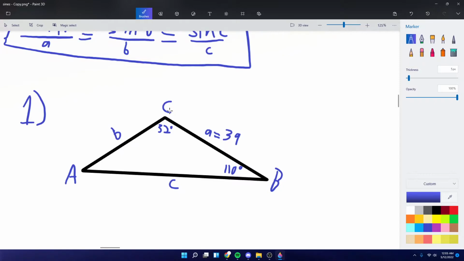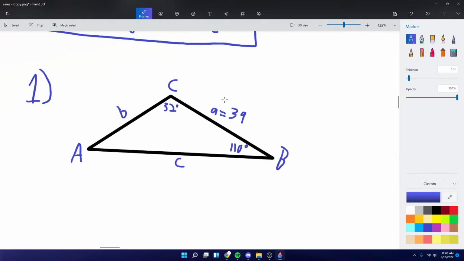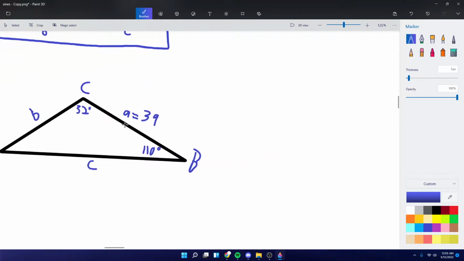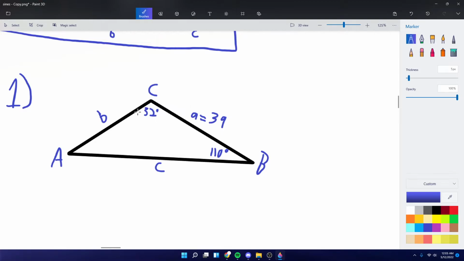So the first type of problem you'll see with this is when you're given two angles and a side. What you need to do here is, well, first let me just write down everything that we need to solve for. So we need to solve for angle B, side B, side C, and also angle A. I'll just write that down to the side, make a key for myself.